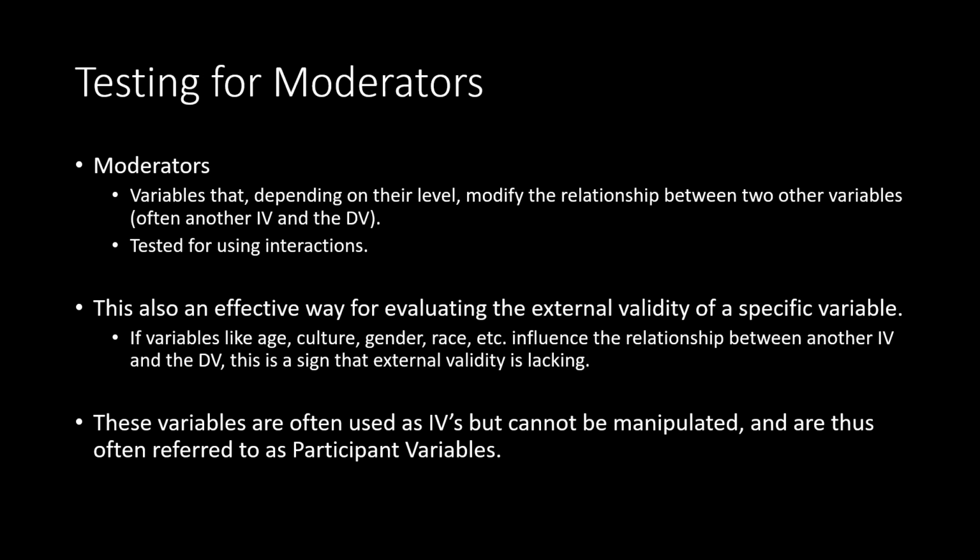Just a note, things like age and culture are oftentimes referred to as participant variables, even though they're used as independent variables, but since they can't be manipulated, they're not true independent variables. But we do use them as they are, as if they're sort of quasi-independent variables would be another way of thinking about it. Just because we can't actually ethically manipulate them, but we oftentimes use them as categorizations in our experiments.